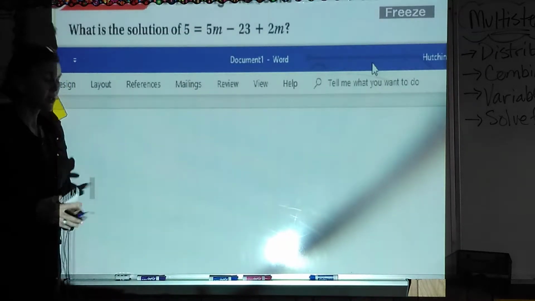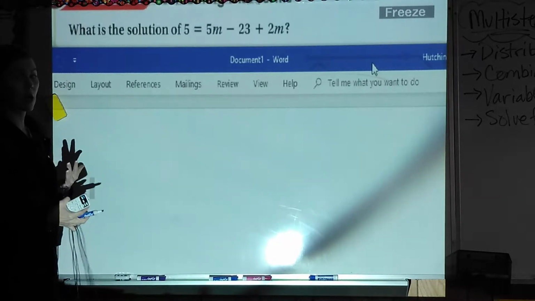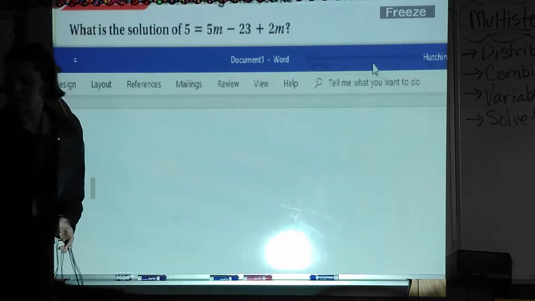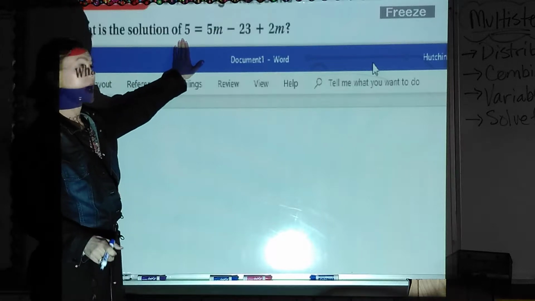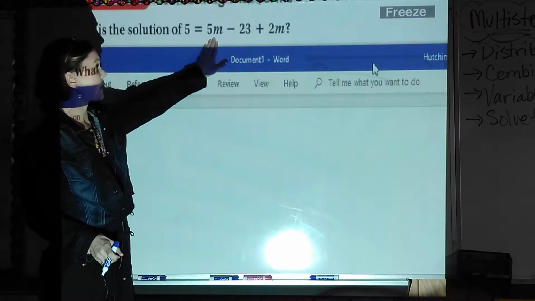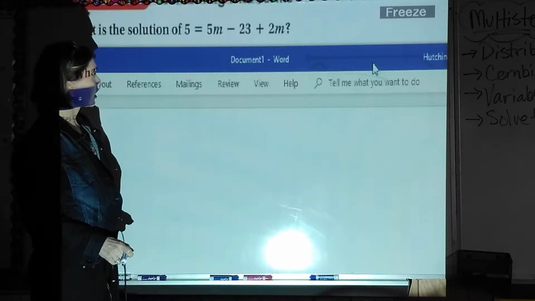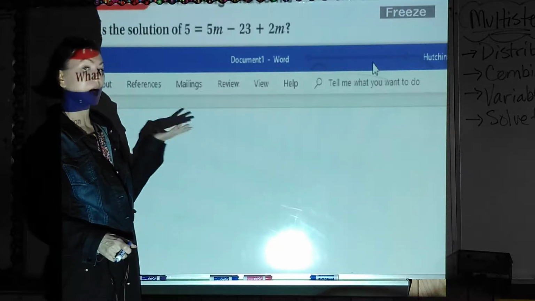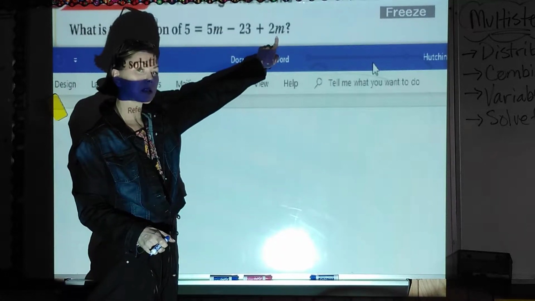So this is an example of a multi-step equation where we have to combine like terms, okay? So as you can see, go ahead and write this down. We have 5 equals 5m minus 23 plus 2m, okay? And so we do have an opportunity in this example to combine like terms. We have a positive 5m here and a positive 2m here.